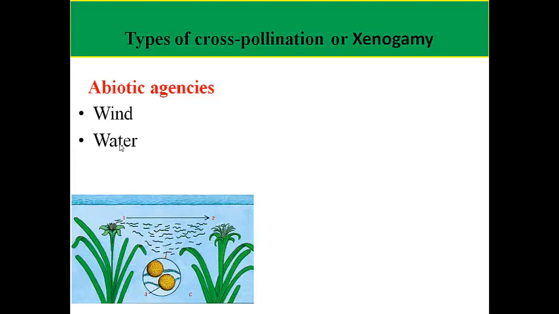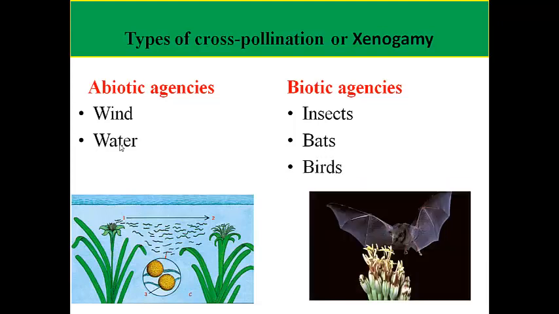Now let us see the next type of cross-pollination. Biotic agencies: insects, bats, birds. Biotic agencies means when insects, bats and birds help in transferring pollen. This is known as biotic agencies.